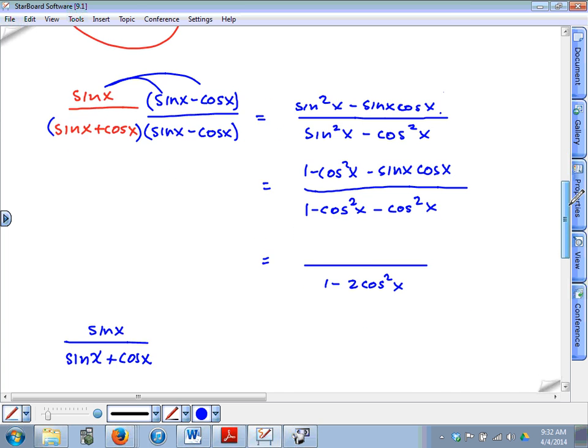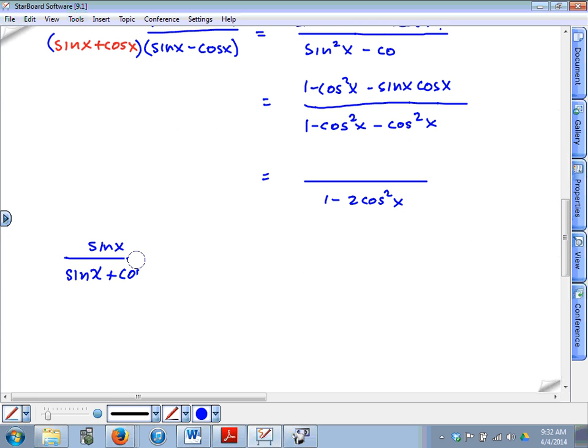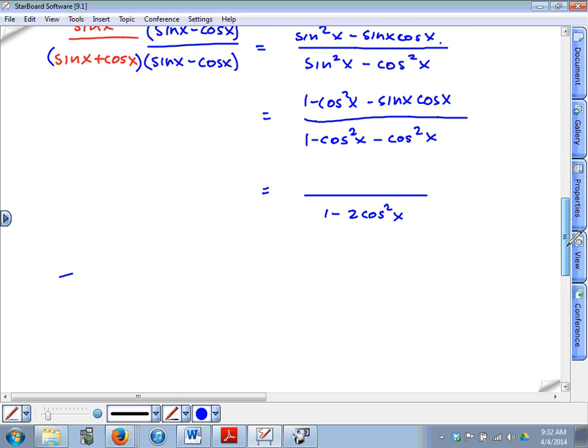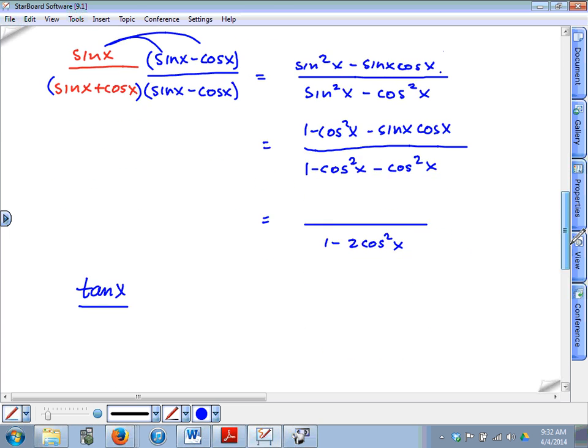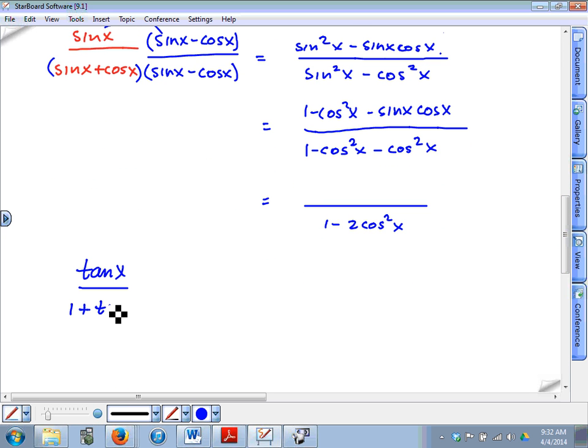Are we abandoning the left side completely? Yes. Alright. Abandon ship. We were on a sinking ship. So we have tangent of x over 1 plus tangent of x. Should we try the conjugate here? So that's going to be 1 minus tangent of x.